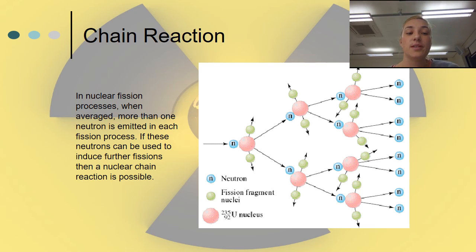So in the process of nuclear fission, you often get more than one neutron being emitted in each of the fission processes. So these neutrons can go forth and produce further fissions, and if that happens successfully, then we get the chain reaction that's required to actually start generating nuclear power. So each of the fissions separates a big nucleus into two smaller ones.